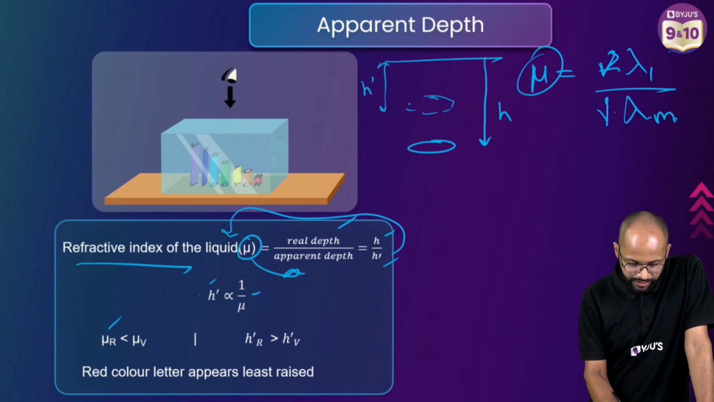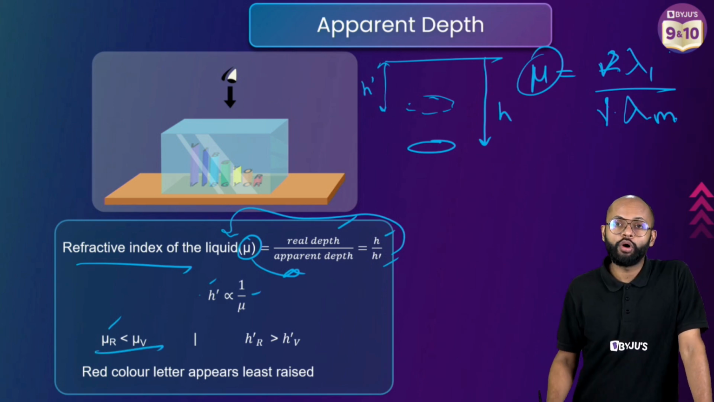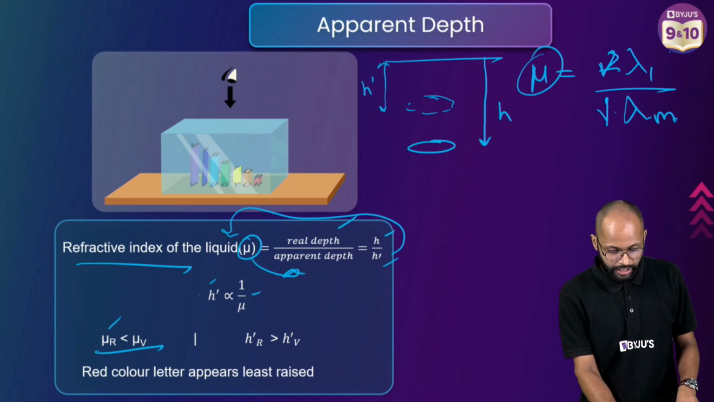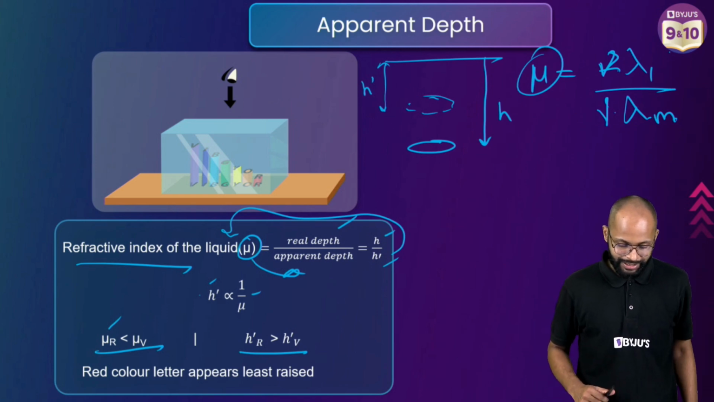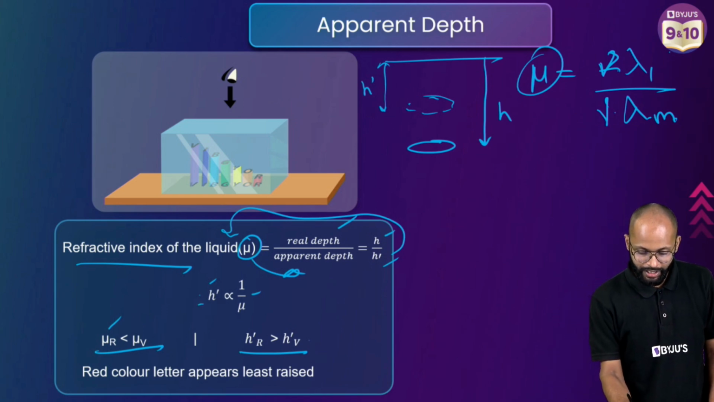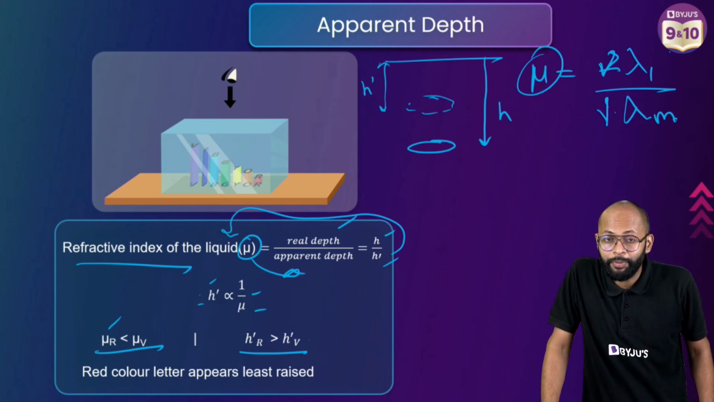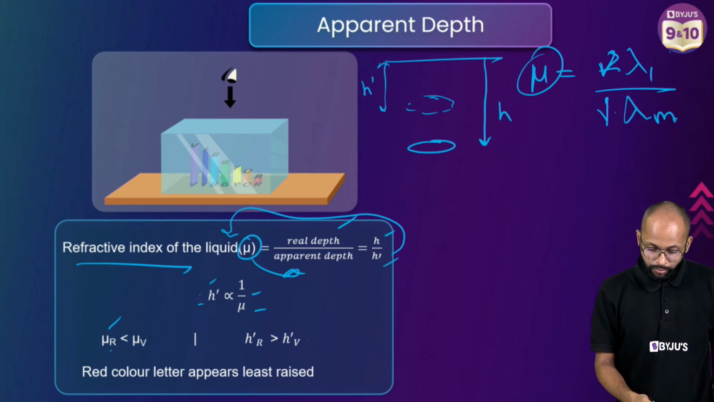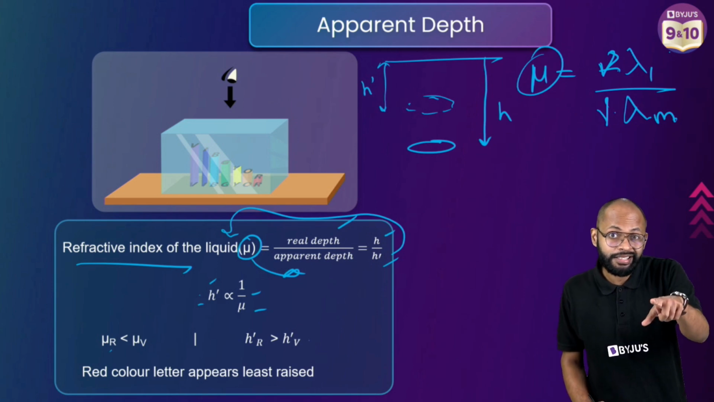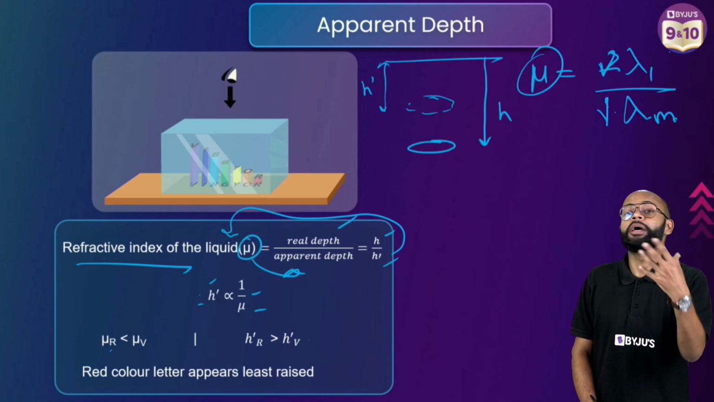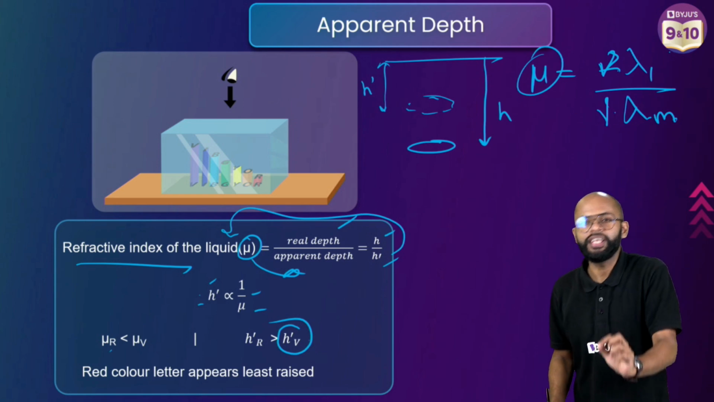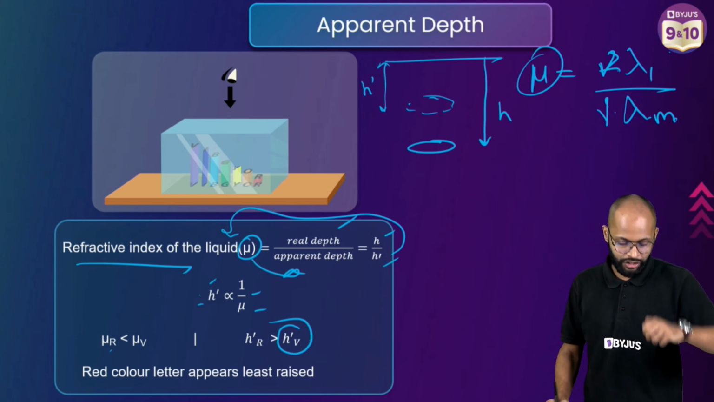Alright. So what can we say? Mu of R is less than mu of violet. Clear? Because violet bends more, it has more refractive index. H dash R is going to be more than H dash of V if refractive index is more. Why? Refractive index is inversely proportional to apparent depth. If refractive index is more, the apparent depth is going to be less. Means apparent height is going to be more. Means more shifting will happen. So that is why H dash of V is less compared to H dash of R.